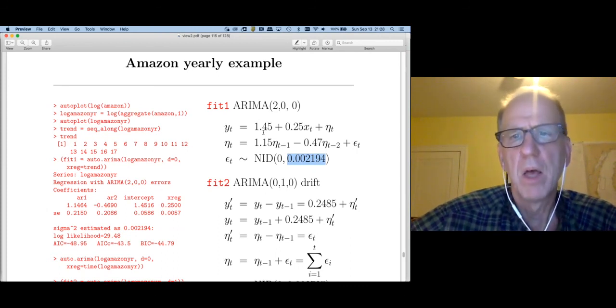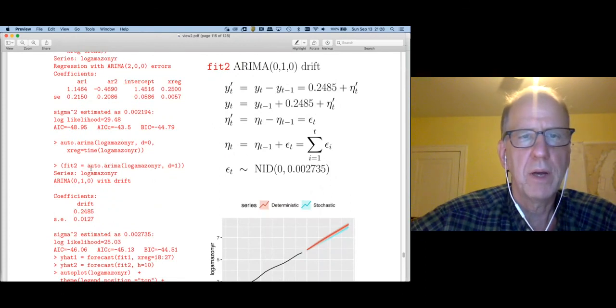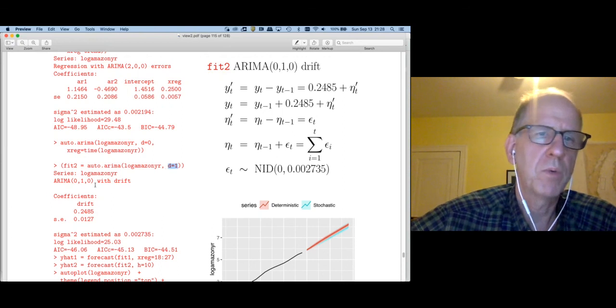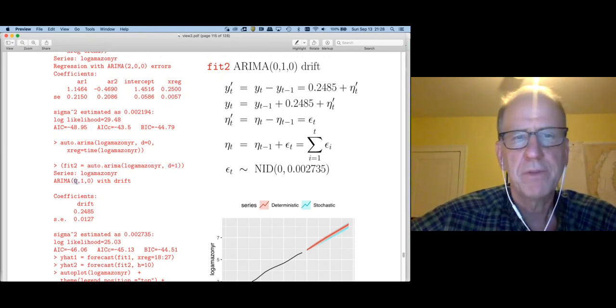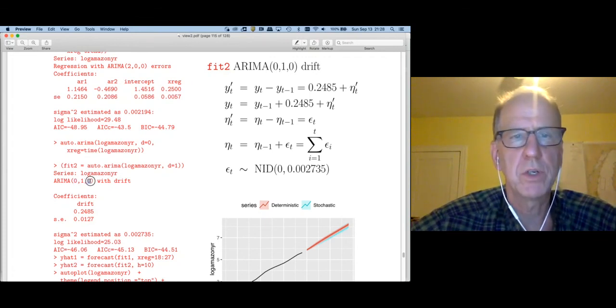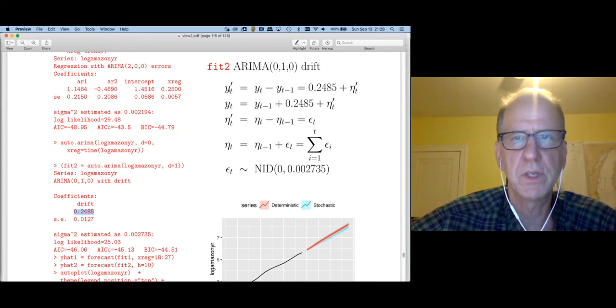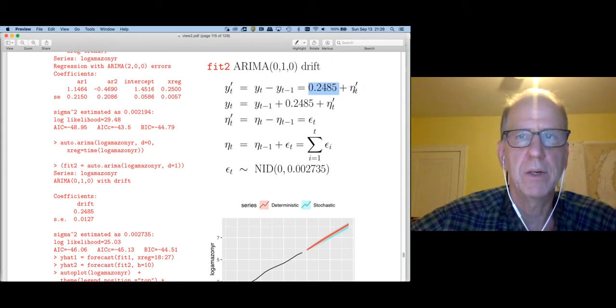Alternatively, I could fit an ARIMA 0,1,0 model. To do that, I'll use auto.arima and just tell it to do one difference. Now what we see is that after differencing, we don't need any autoregressive terms. We don't need a moving average term. Therefore, this is my estimated model: just this drift coefficient. The difference in y is just the drift plus my errors.